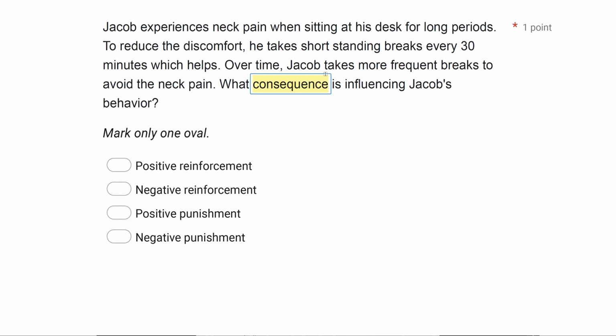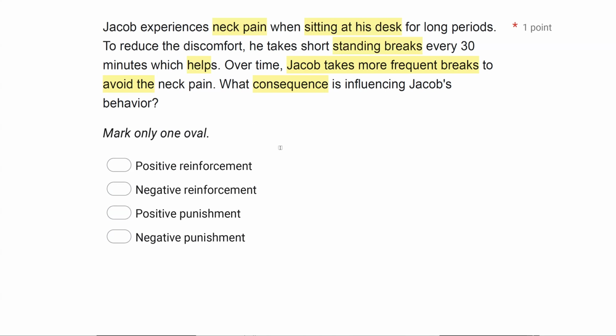We know, based on what the question says, that Jacob is taking more frequent breaks now. So it appears his behavior is increasing. And why? Well, he wants to avoid the neck pain. Whenever you see the word avoid or escape, you want to start thinking about negative reinforcement. Jacob has the neck pain when he's sitting at his desk for long periods. So to reduce it, he takes short standing breaks every 30 minutes, which is helping. So he has neck pain, he takes a standing break, and then the neck pain goes away, or he avoids it, or it gets reduced. So what is the consequence doing? It's taking away or reducing or helping Jacob avoid the neck pain.